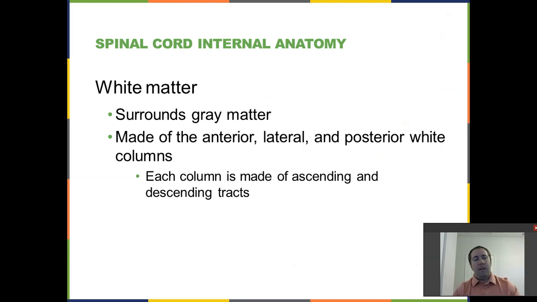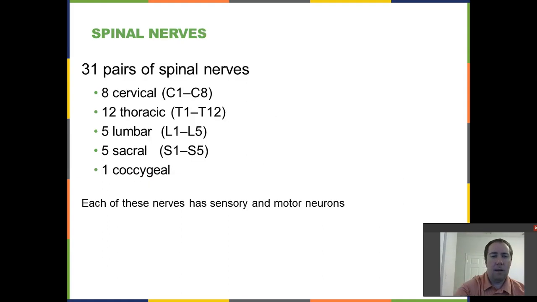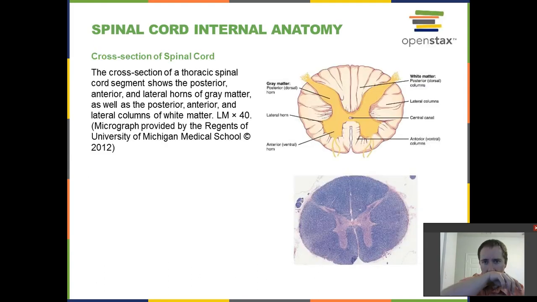Remember, the white matter is the part on the outside. This is going to carry signals up and down. Instead of being horns, we call these columns because they go all the way up and down the spinal cord. We have an anterior, a lateral, and a posterior white column. In each column, we have nerves that run up and nerves that go down. So let me go back.